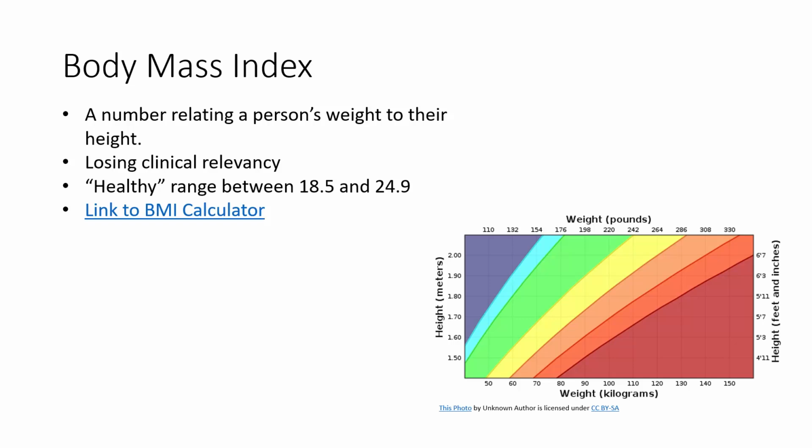And there's tons of tables that look like this one on the right-hand side. It kind of tells you what range you're in. So if you look at your weight in pounds, let's say you're 198 pounds and you are 6'7", you're in the green, you're good to go. If you're 198 pounds and you're only 5'3", then you're getting a little bit into the bad range. This also shows height in meters and weight in kilograms as well. With the link to the BMI calculator, you can enter your information and figure out what your BMI is.